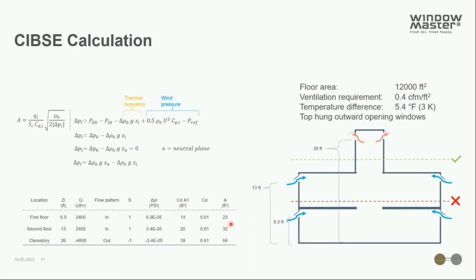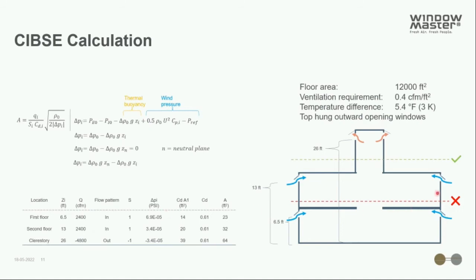And as you can see, the required opening area of the first floor is actually smaller than the required opening area of the second floor. And this is, of course, due to the larger pressure difference between the openings and the neutral plane. The combined opening area required for both floors is 55 square feet. And as we can see, the required opening area of the clerestory is approximately 1.2 times larger than the total opening area in the facade. So this is corresponding to the rule of thumb that I mentioned before.